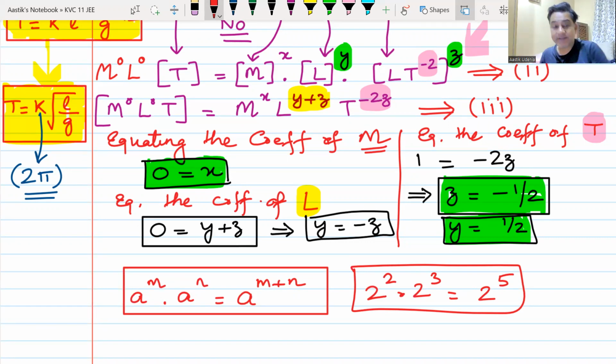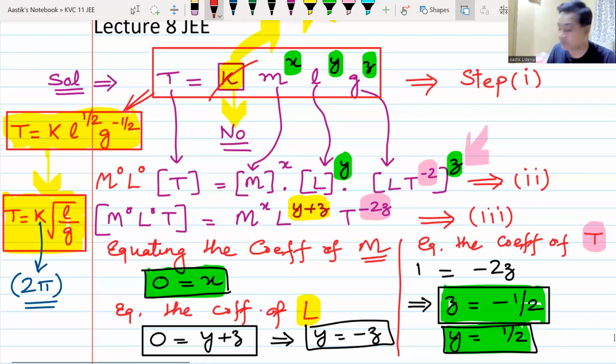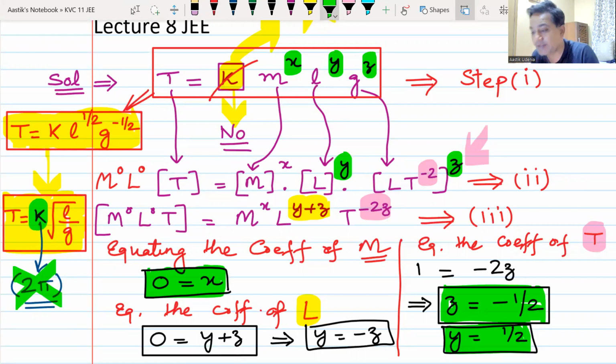Okay, so that is how you can find out the rough equation. Why am I calling this a rough equation? Because we cannot get the value of k. K still remains unknown and therefore this is not the exact equation. This is a rough, empirical or a possible equation.